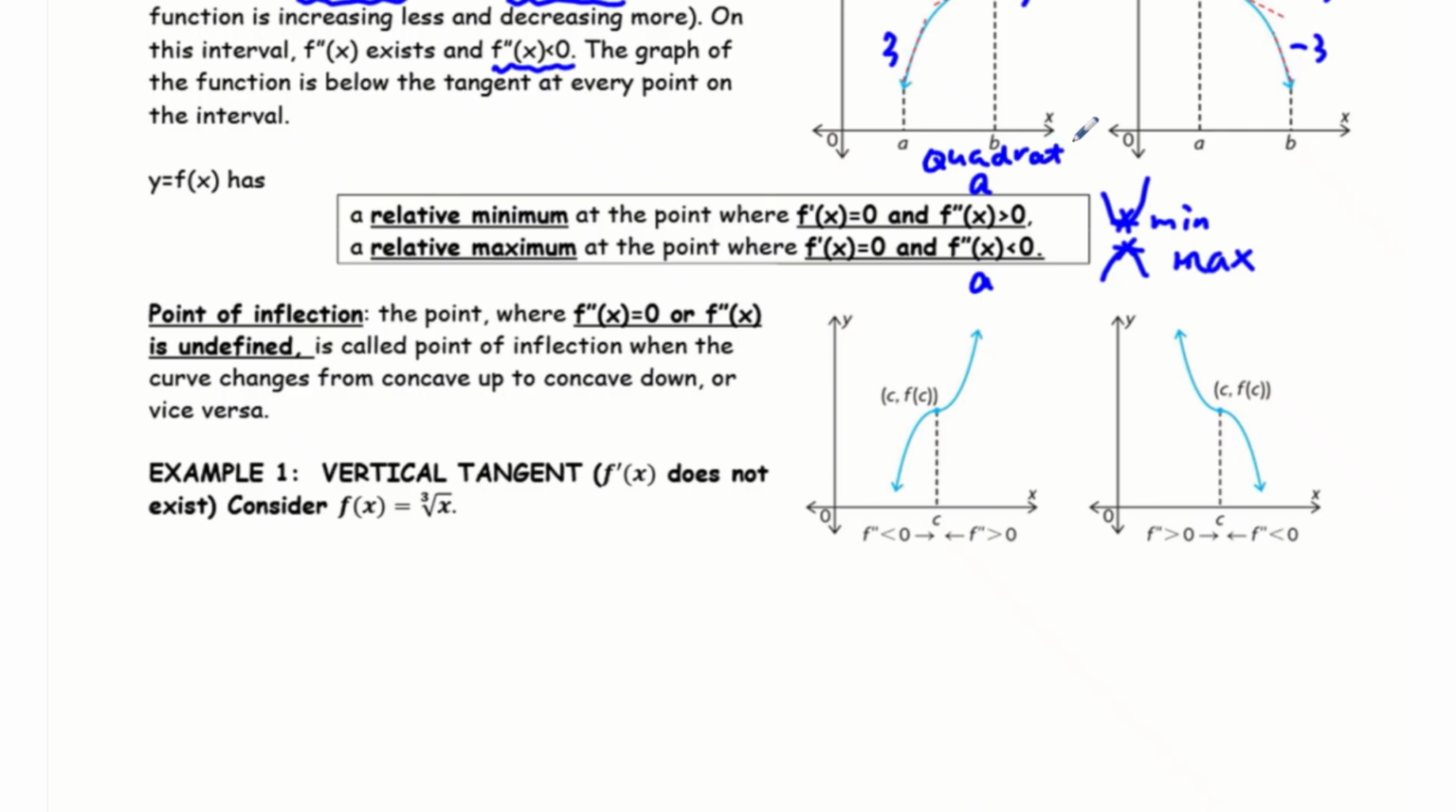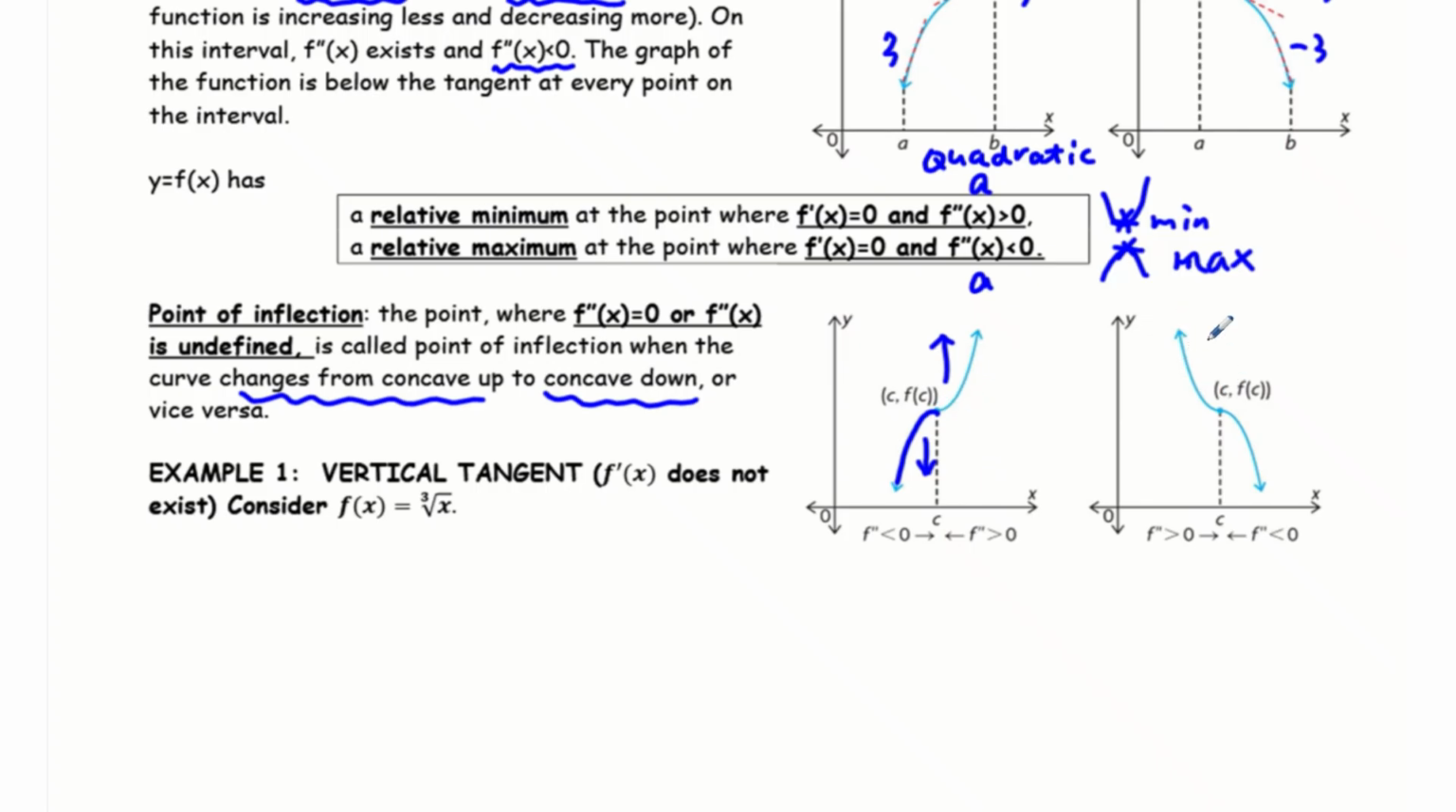And you will see why it works, because the second derivative of a quadratic is the a value. So a point of inflection is where f double prime equals 0 or is undefined, but that one changes from concave up to concave down. So it's this one. This one is concave down, this is concave up. So it's changing. If both are concave down, you have a local maximum.